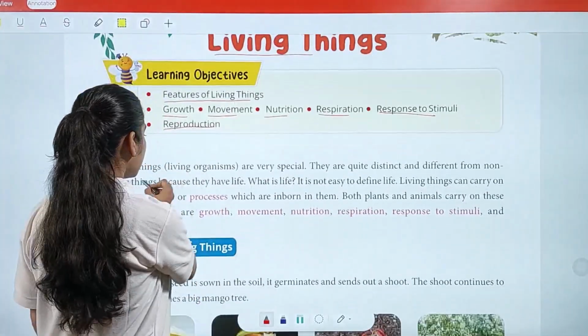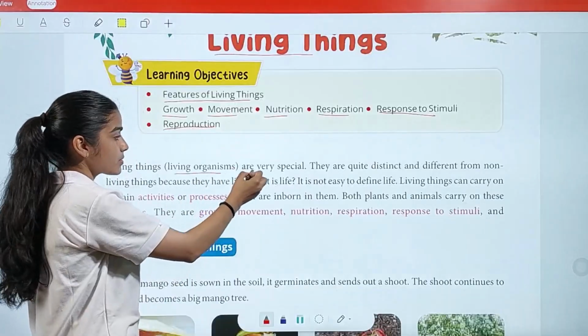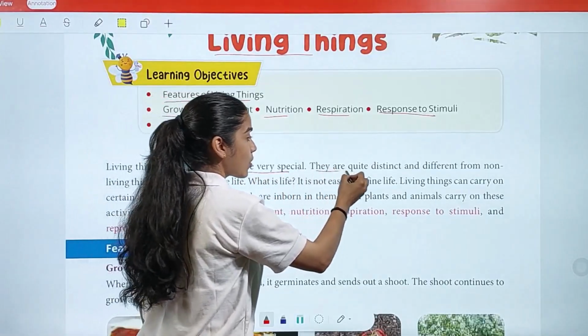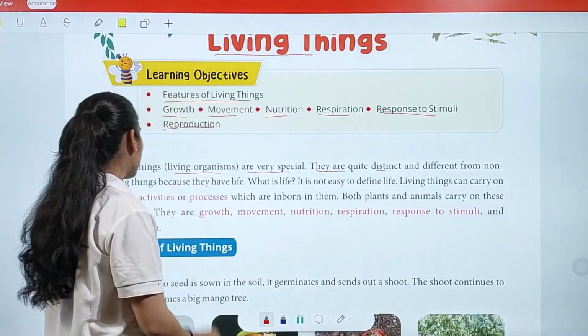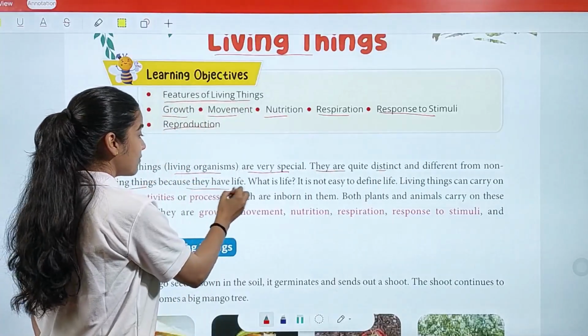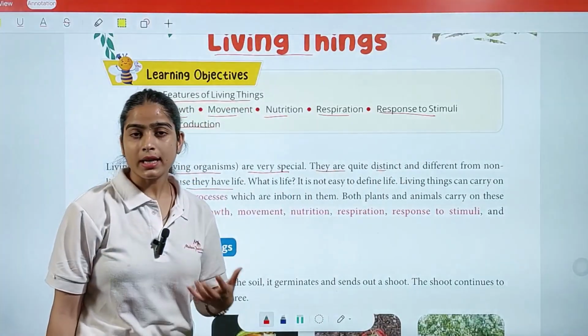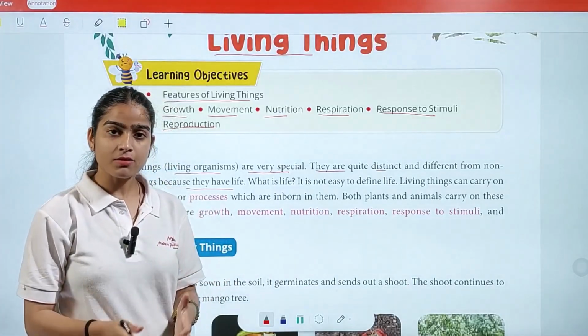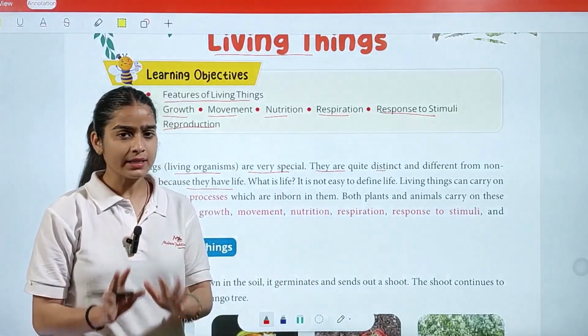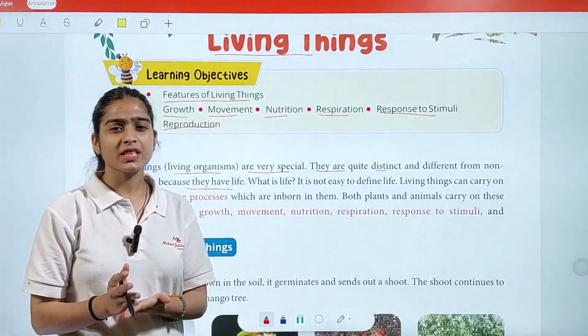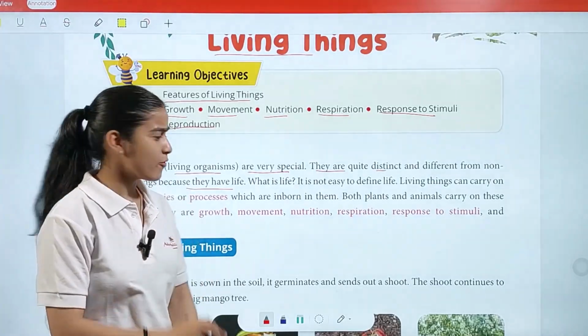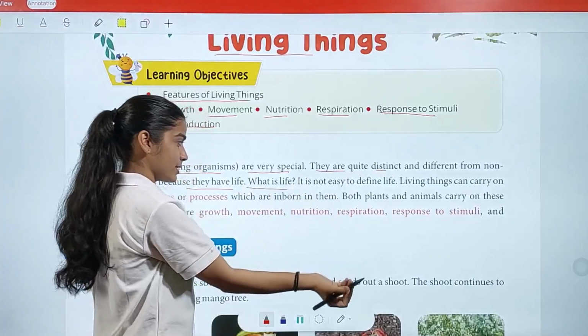So, living things means living organisms are very special. They are quite distinct and different from non-living things because they have life. What we understand by living things, the things which have life, that's it. But the next question raised here, ma'am, what does it mean by life? What is life? So let's discuss it.